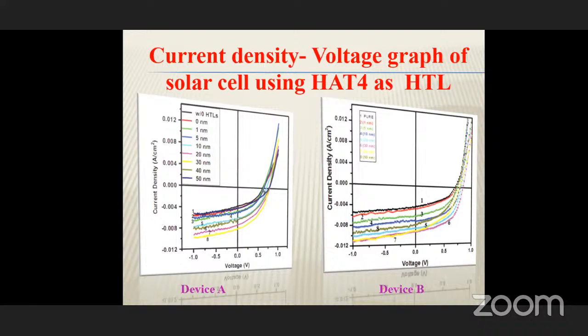This may be due to the device thickness. As the thickness of the device increases, there is degradation of the film, so overall the performance of the device decreases, and also the mobility of the charge carrier. As we all know from the Child law, J is proportional to V square over D cube. As we increase thickness, the charge carrier mobility decreases, and overall the performance of the solar cell or any device will decrease.